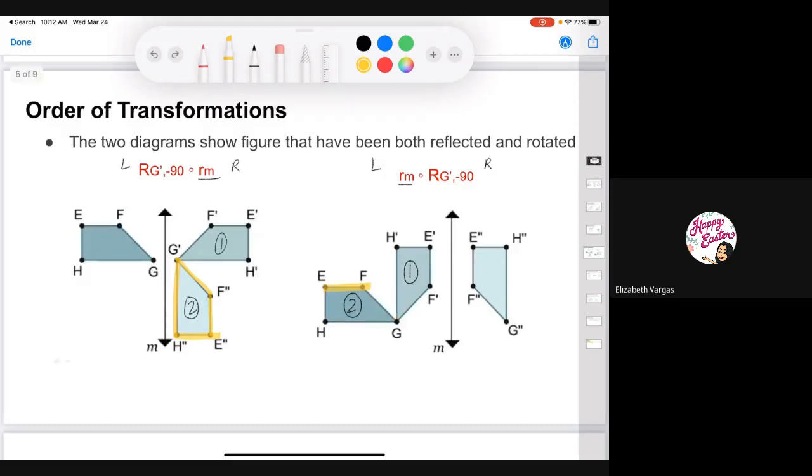Oops, that's not what I'm looking for. That's not the one. This is the one right here. That is not 2. This is 2. My mistake. This is 2.